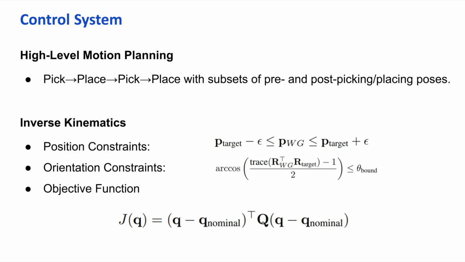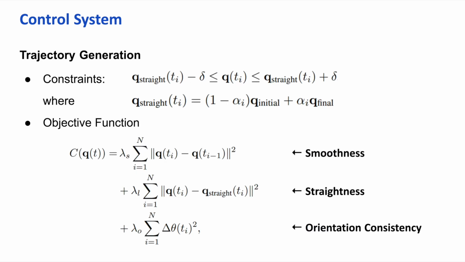We solve inverse kinematics to compute the joint configurations required to achieve these poses. IK ensures the robot end effector aligns with the target pose, considering constraints on position and orientation. Finally, a trajectory optimization module generates smooth, straight, and orientation-consistent paths between configurations. The optimization minimizes joint movement while maintaining alignment with the desired path.